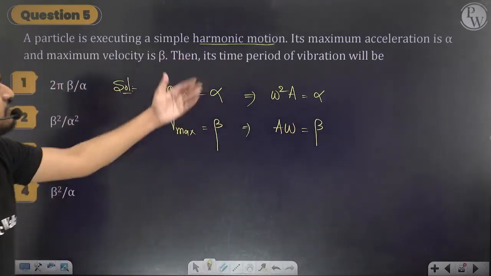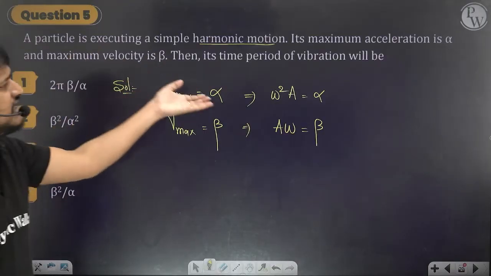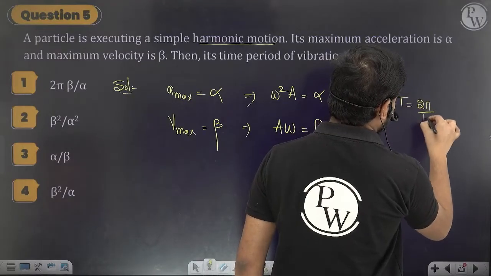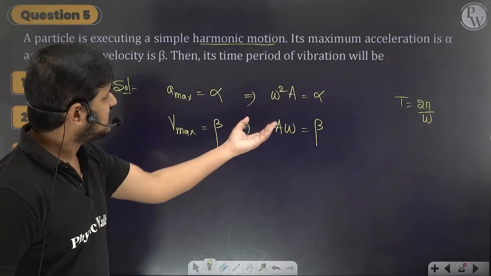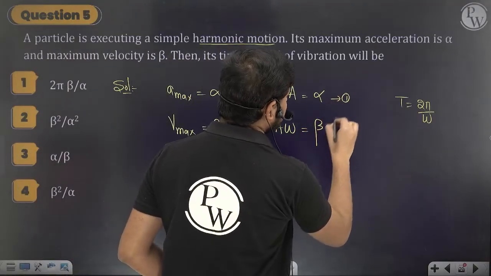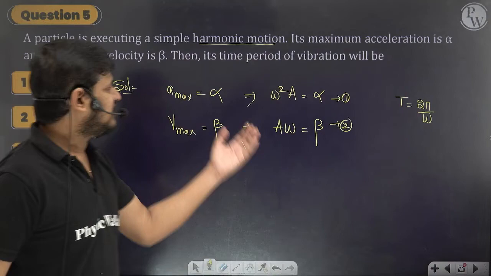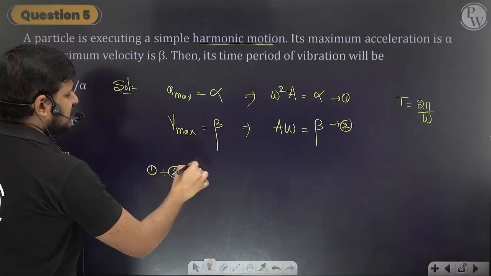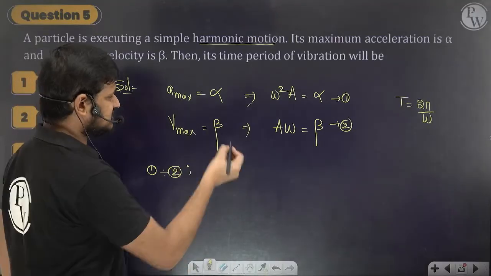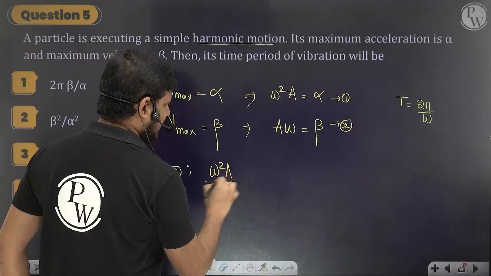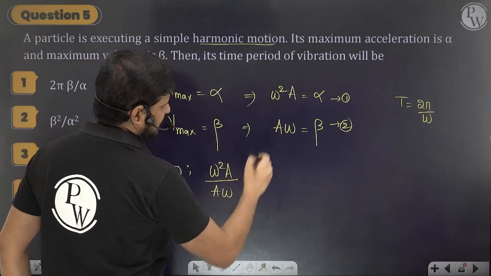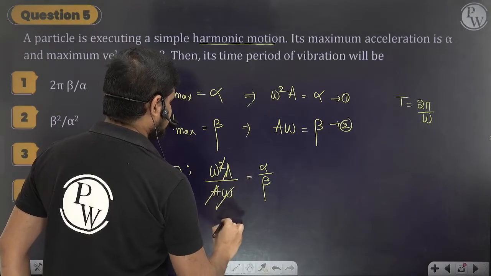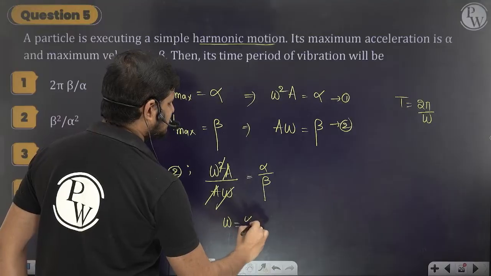Chalo. I need the time period, and for the time period I need omega. The time period T must be 2 pi by omega, but I don't know omega here. So let's consider this as equation number 1 and this as equation number 2. Let's divide equation 1 by 2. From there we can cancel one omega. Omega square A divided by A omega equals alpha by beta. Omega omega cancel, A cancel. So one omega is left in the numerator, which is alpha by beta.